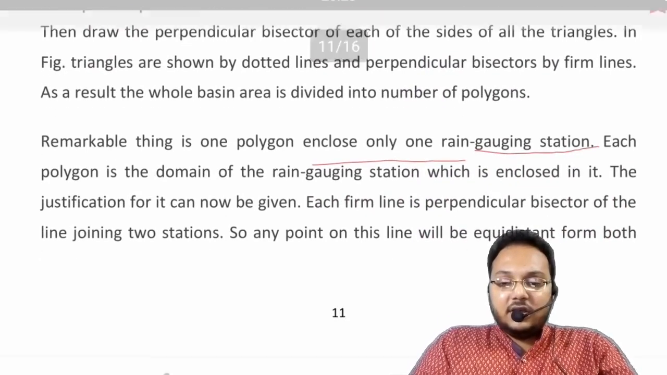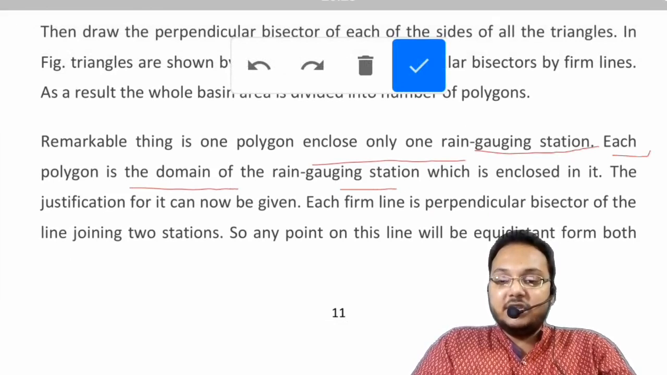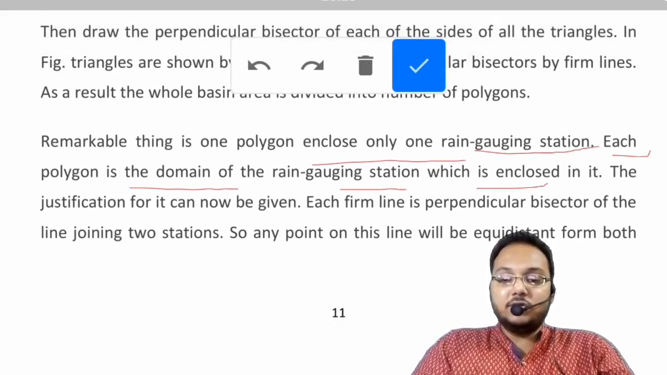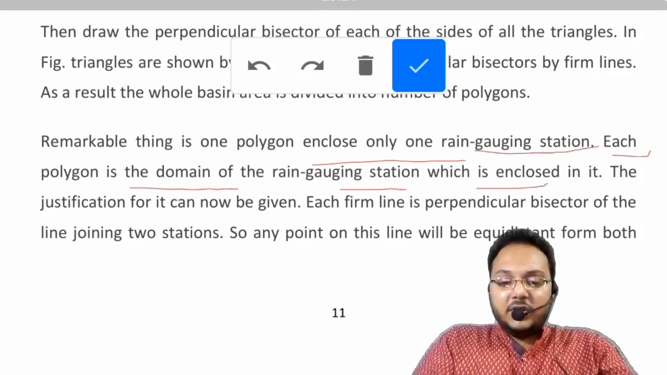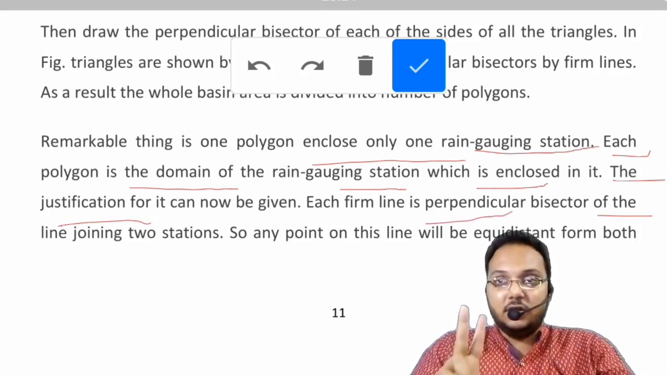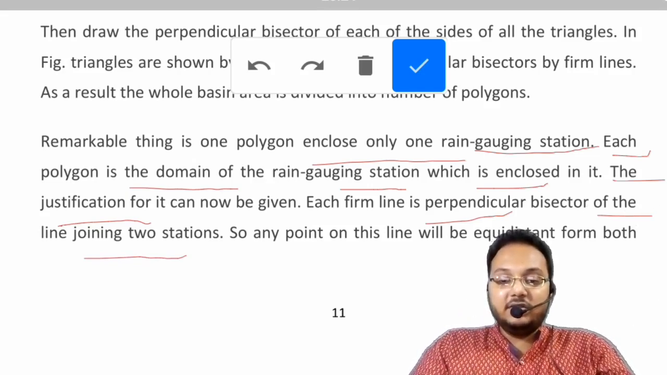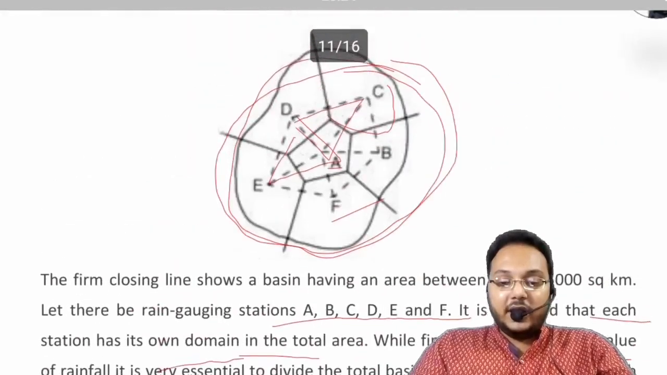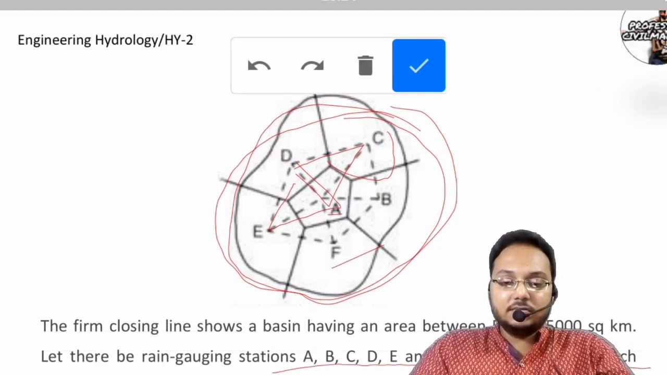Next, each polygon is the domain of the rain gauging station which is enclosed in it. Yeah, that's for sure. So each rain gauging station is the domain of that particular polygon, and the justification for it can now be given. Each form line is the perpendicular bisector of the line joining two stations. You can see the figure, you can get the idea. See, these are forming some perpendicular bisectors.